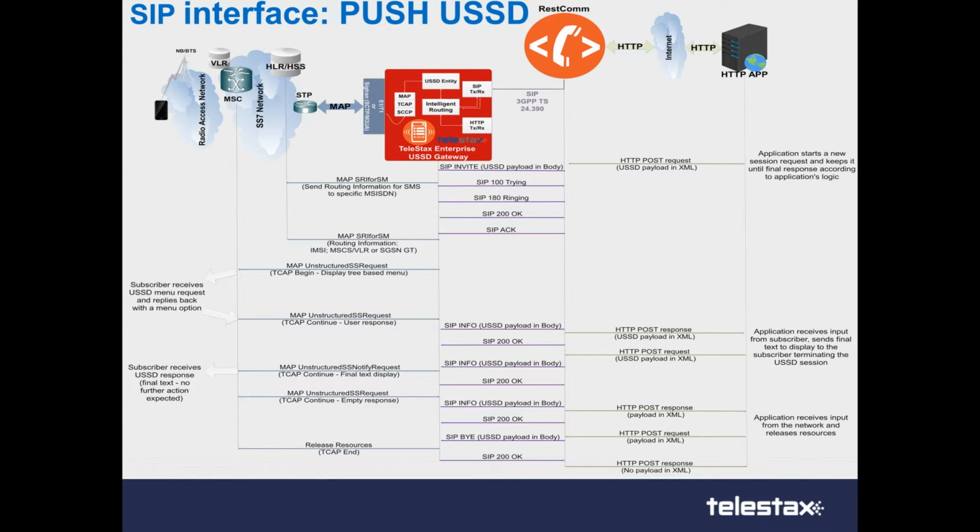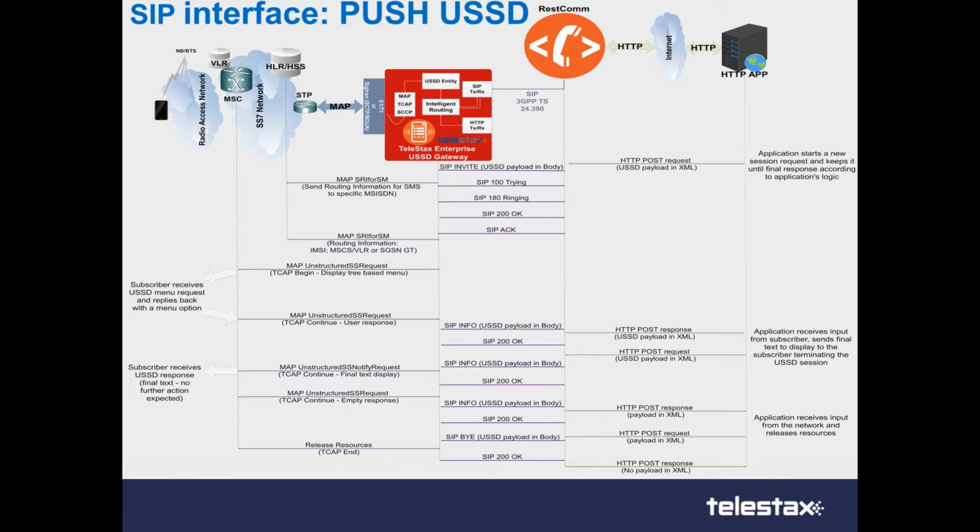The USSD gateway then needs to transfer this message to the user that is residing in a GSM-based legacy network. Therefore, the SIP invite needs to be translated to an SS7 MAP message. For network-initiated USSD, TelScale Enterprise USSD Gateway first inquires the core network node that is providing service to the user.